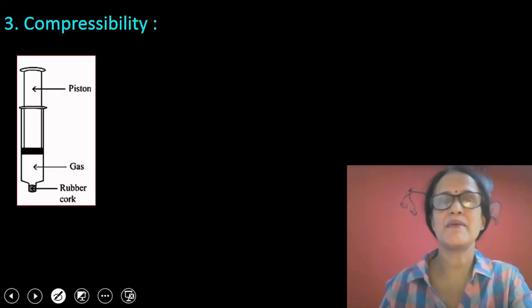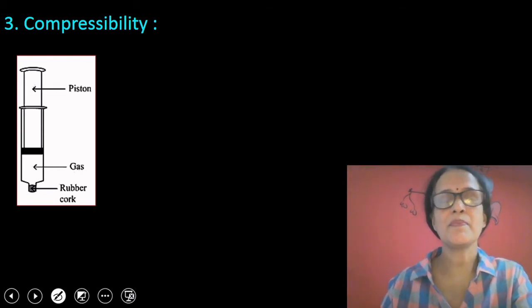Next property is compressibility. Children, gases are highly compressible. The reason for very high compressibility of gases is the presence of large interparticle spaces in them. On applying high pressure, particles in gaseous state come close to each other. This is the reason gases are highly compressible.